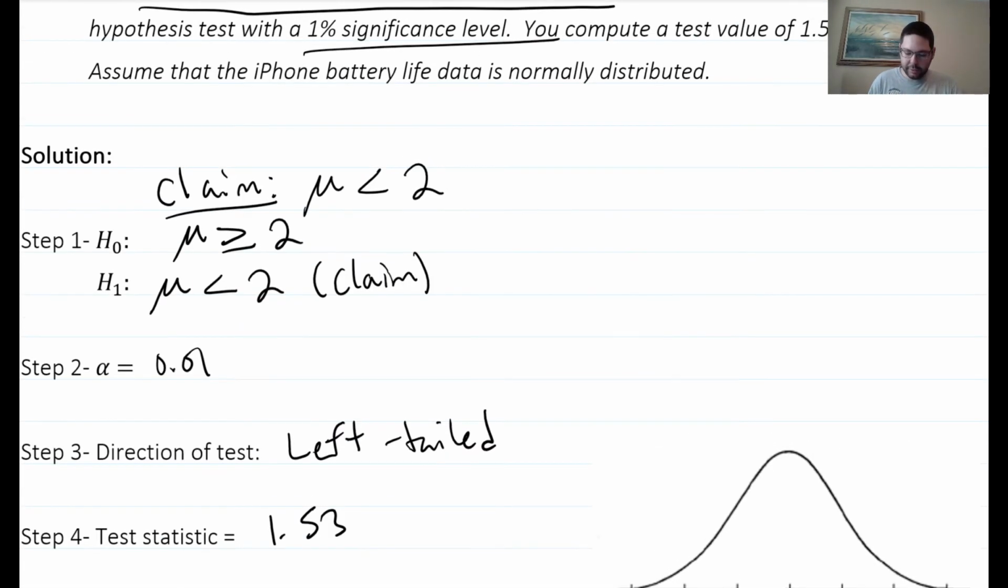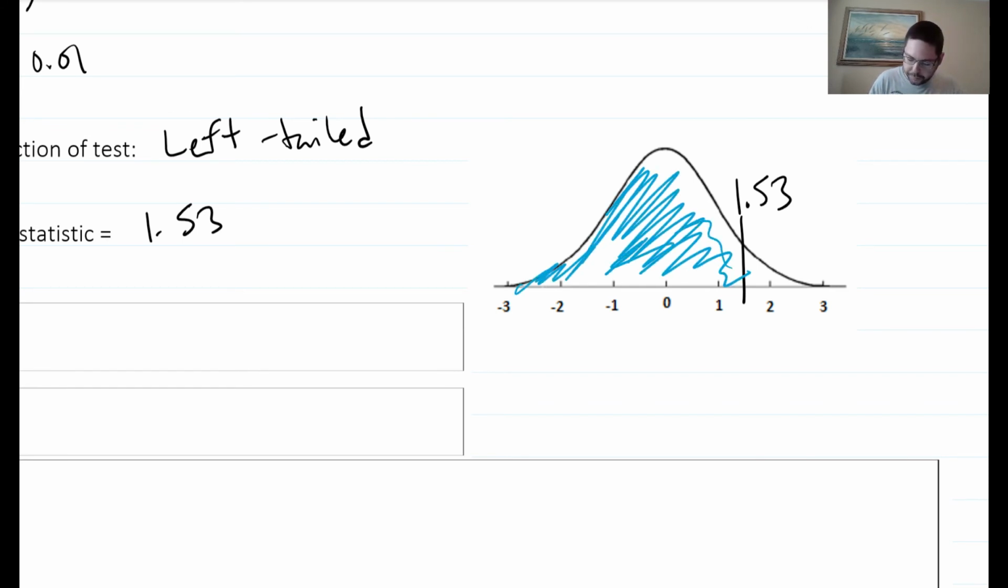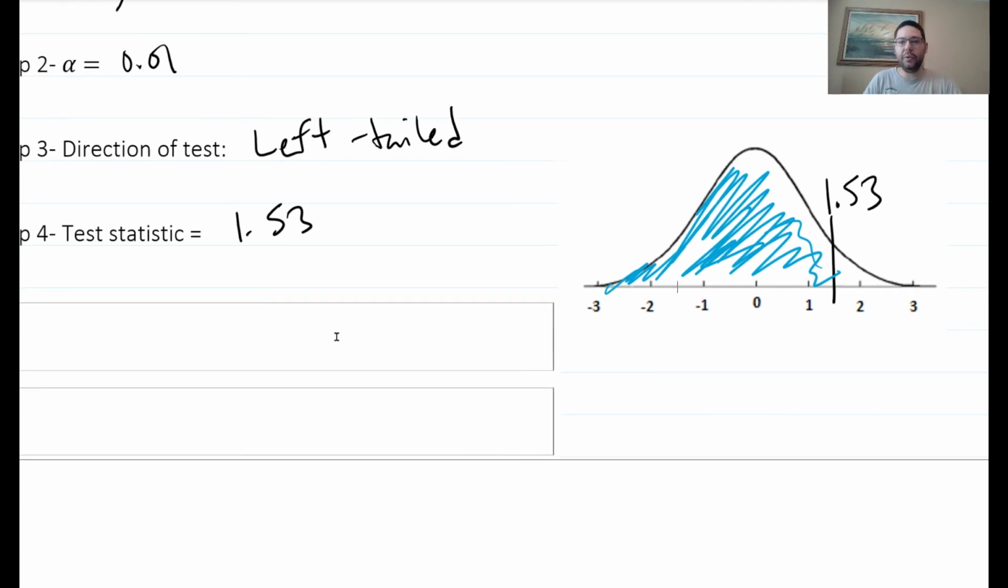And it's a left-tailed test. So that means that we're going to do 1.53, which is around here. Since it's a left-tailed test, we're going to shade to the left, right? So that means all of this is my p-value. That's all my p-value, that whole thing.